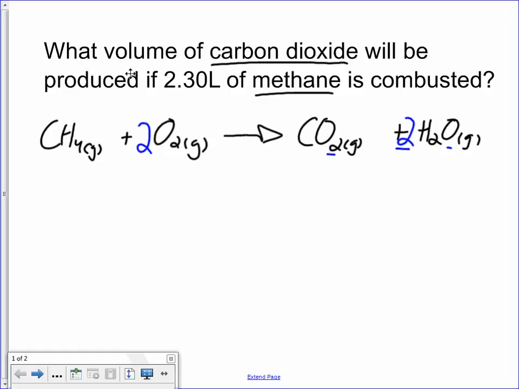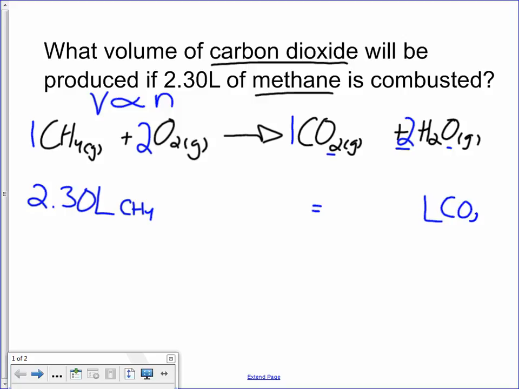So the mole ratio, these are 1, 1, 2, 1, 2. This is the same as the ratio of the volumes reacting because V is directly proportional to number of moles. So we can use the mole ratio to figure out the volume ratio. To do this, we're going to take 2.30 liters of CH4, and I'm going to solve for liters of CO2.